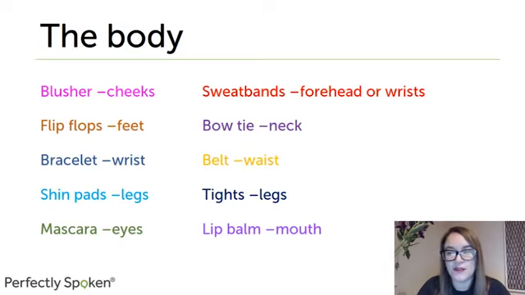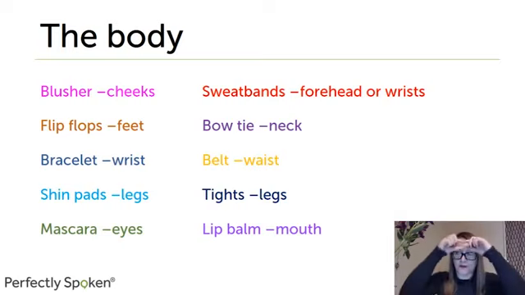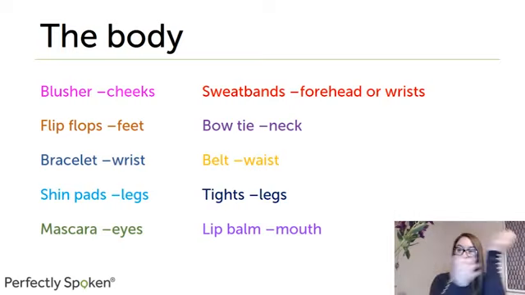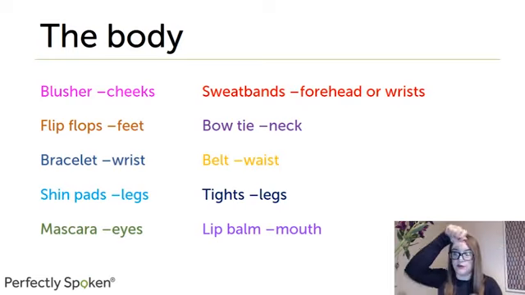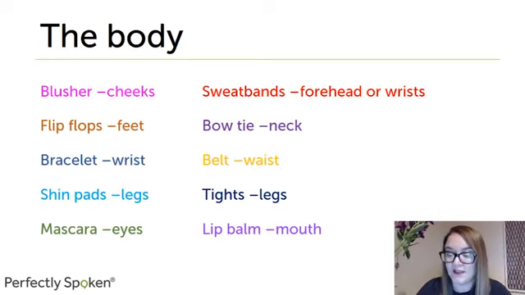Sweatbands. Well, sweat. Think of the word sweat. What is sweat? Sweat is if you're exercising and you start to perspire. So a sweatband is the item that you wear to absorb this. So it could be on your head here, or it could be on your wrists that you might use to absorb the sweat. So two possible answers, your forehead or your wrists.